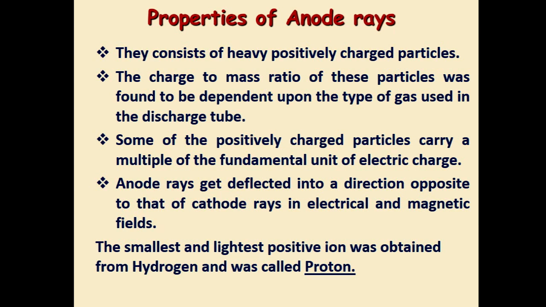Some of the positively charged particles carry a multiple of the fundamental unit of electric charge. Anode rays get deflected in a direction opposite to that of cathode rays in electrical and magnetic fields. The smallest and lightest positive ion was obtained from hydrogen and was called the proton.